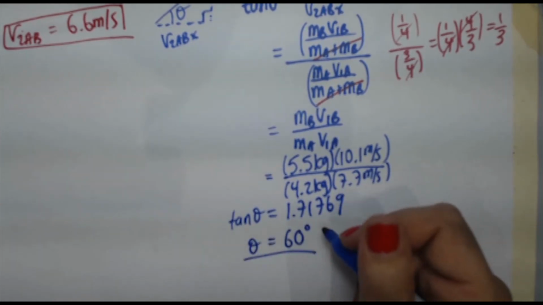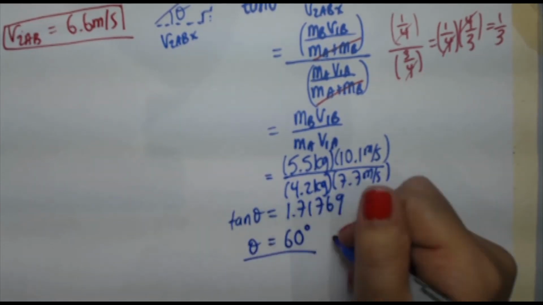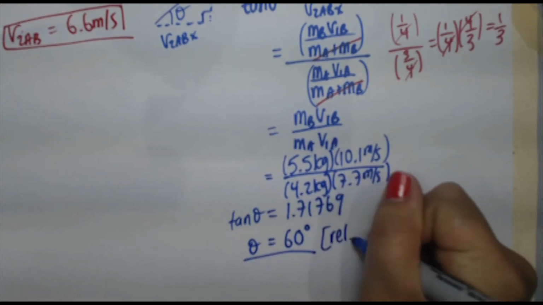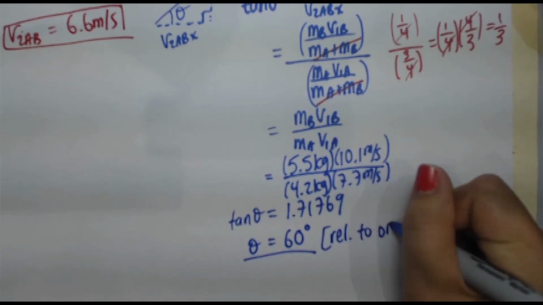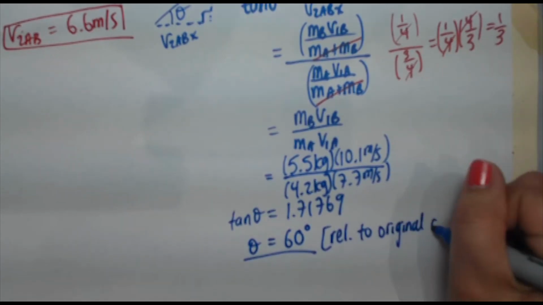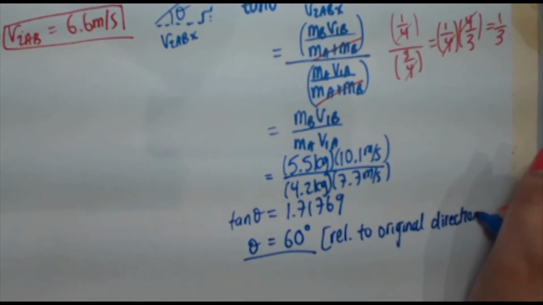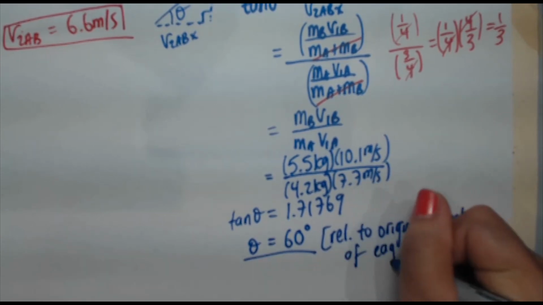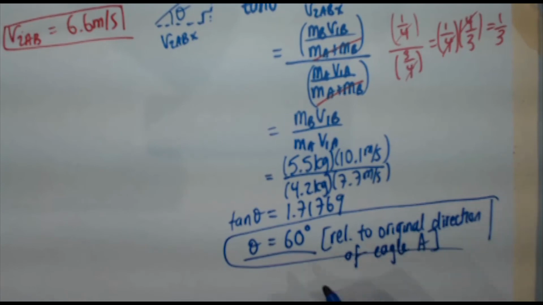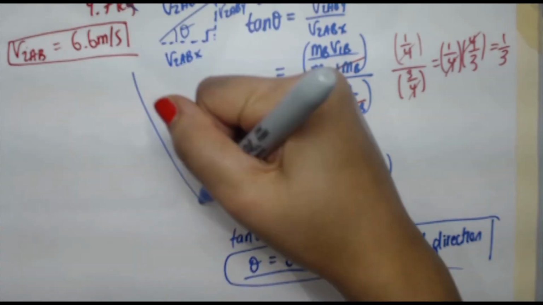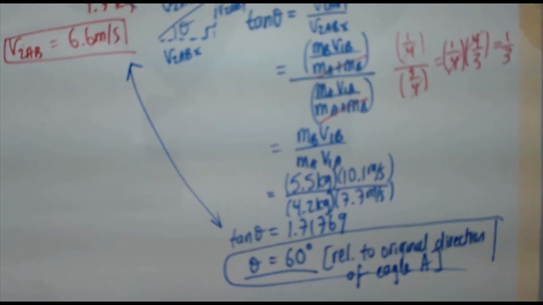Now, what is that relative to? Remember, this is relative to the original direction of x, or eagle A. So relative to original direction of eagle A. Okay, so there's your direction, and your speed we solved up here. So those two parts put together give you your final answer.